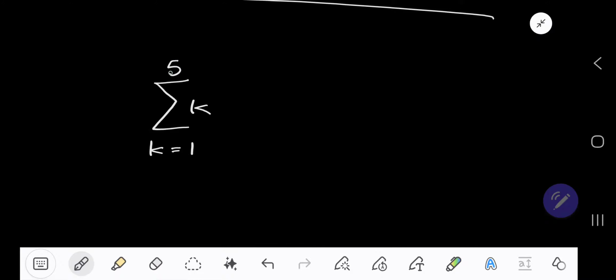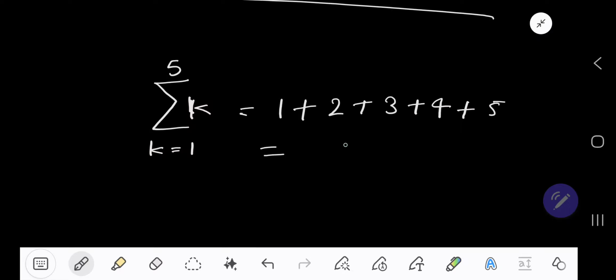So the summation of k from k equals 1 to 5, what would this be? This would be every k value added up all the way from 1 to 5. That would be 1 plus 2 plus 3 plus 4 plus 5, which equals 15.